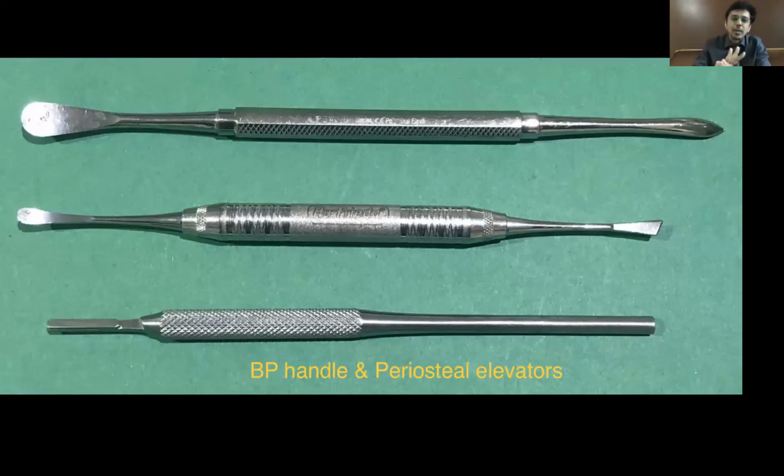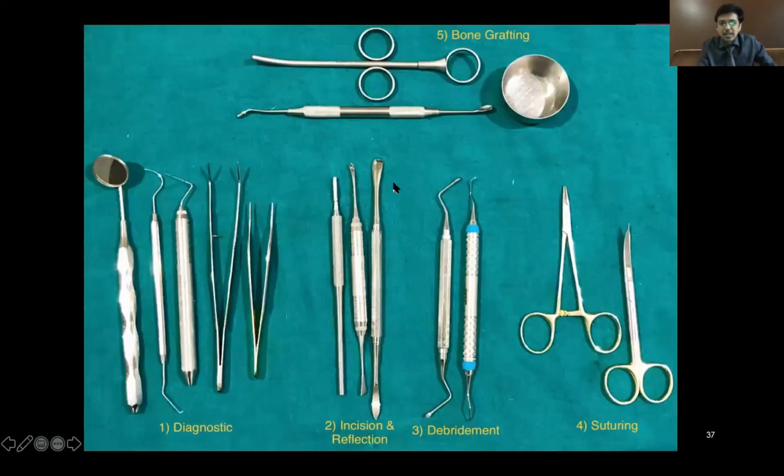Finally, your BP handle has to be a number 3 BP handle, not a number 4 BP handle. Number 4 BP handle is used with prosthetic blades number 20 to 24, the ones which we used for border molding trimming in prosthetics. This is a number 3. It can be round or flat, but I generally prefer a round BP handle. So this is with regard to the incision and reflection instruments.